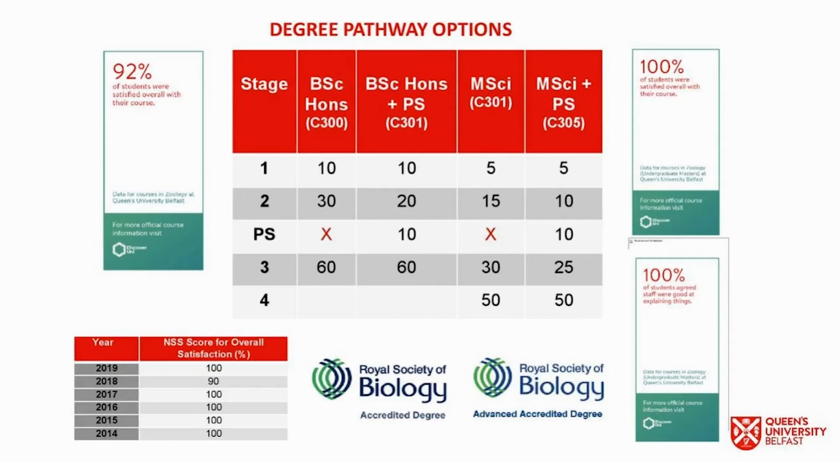Alternatively, you may choose the MSci pathway, again a 4-year course, during which you will complete a 120 cat research project at Stage 4. You also have the opportunity of taking the MSci with Professional Studies, which is a 5-year course, during which you will complete the 120 cat work placement, and you will also complete the 120 cat project at Stage 4. The figures in the table illustrate the contribution of each year to your final degree mark.